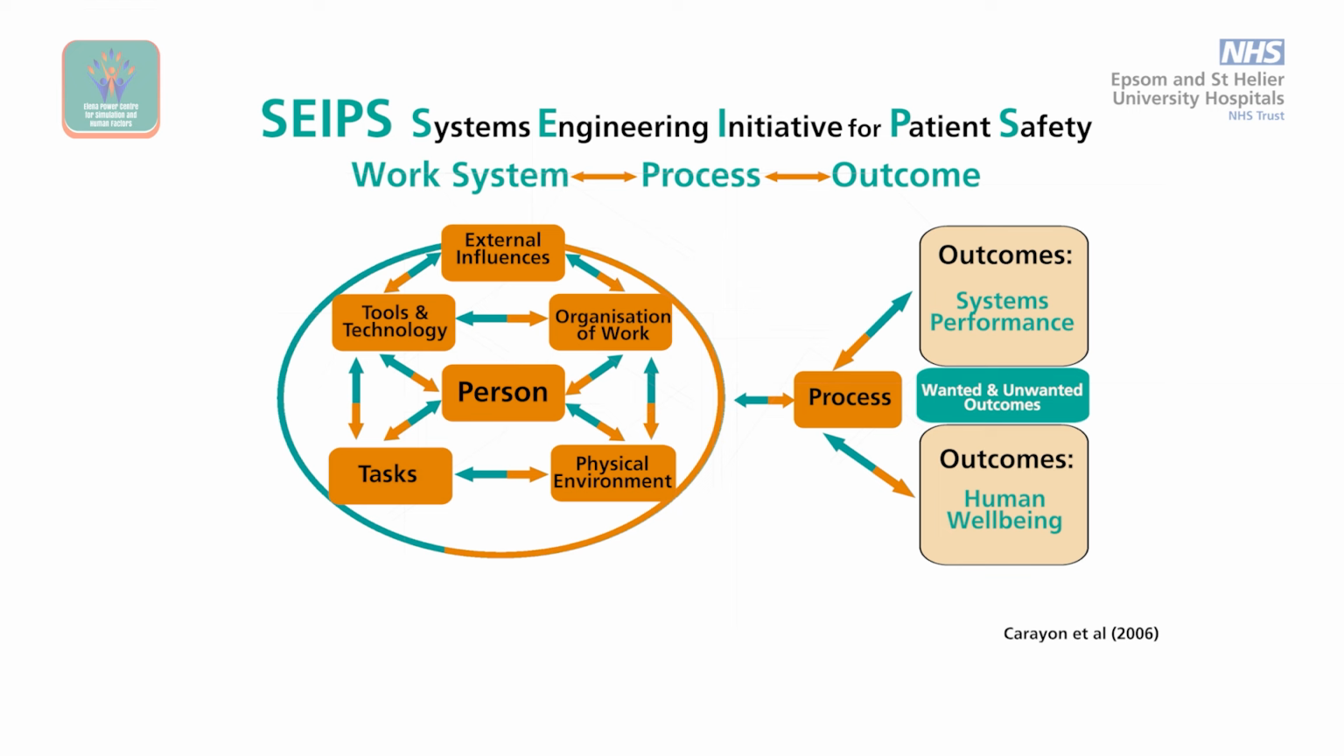Watch the film and look out for factors under the six SEIPS headings. And remember, it's easy to find person factors. So challenge yourself to find contributory factors for all the headings.